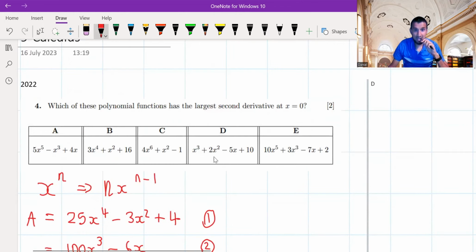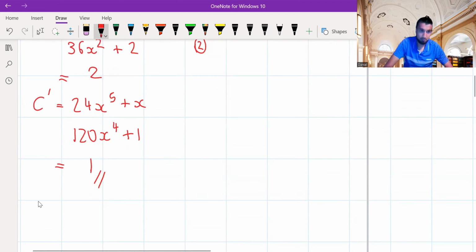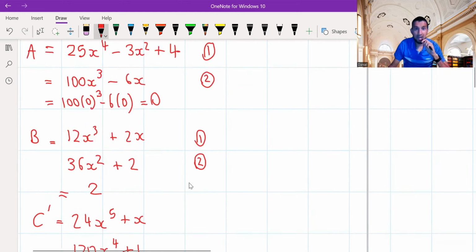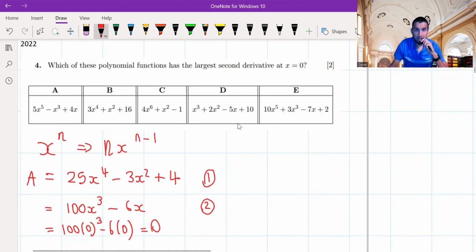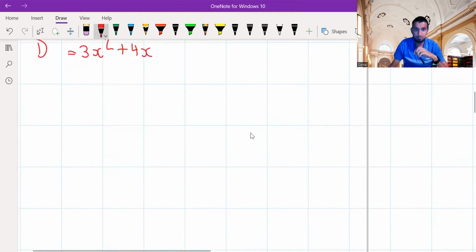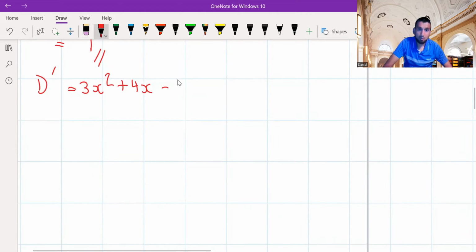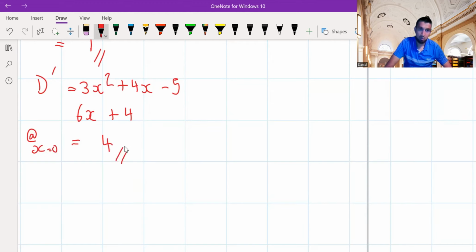And then for d, x cubed will become 3x squared, and then 2x squared will just become plus 4x, and then minus 5. And then we do the derivative again. So then that will just be 6x plus 4. So then at x equals 0, it will just be 4.